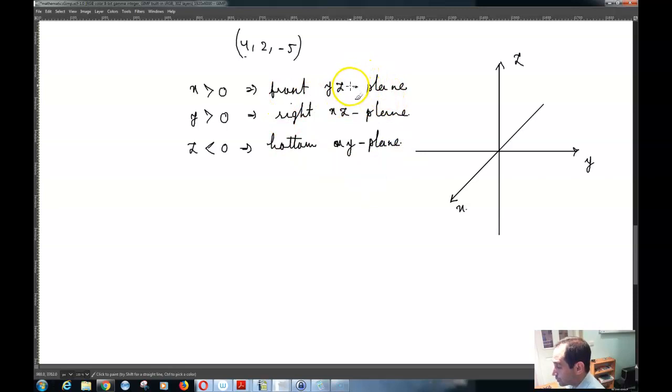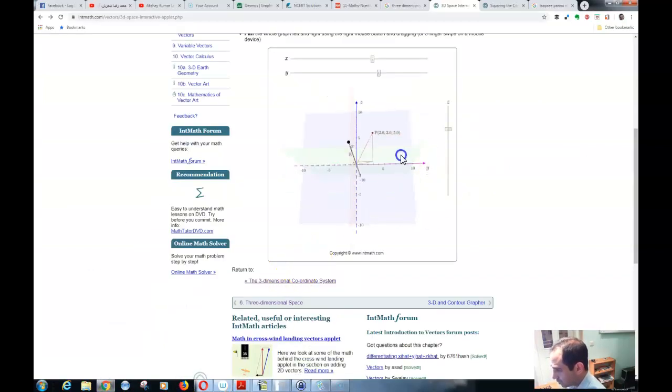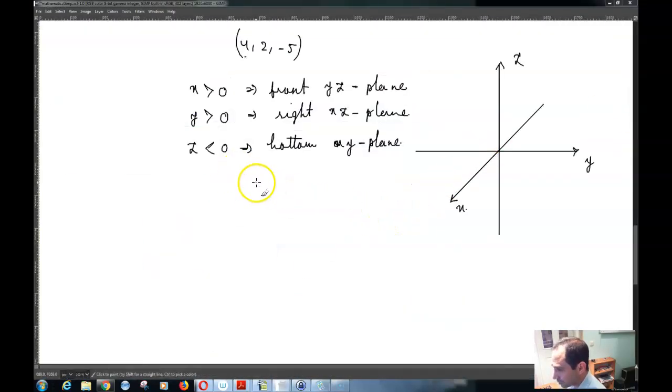And so basically this is what we said so far: you're to the front of the YZ plane, to the right of the XZ plane, and then to the bottom of the XY plane. So you will end up basically right over here. This is 1, 2, 3, 4, 5, so that is the fifth octant.